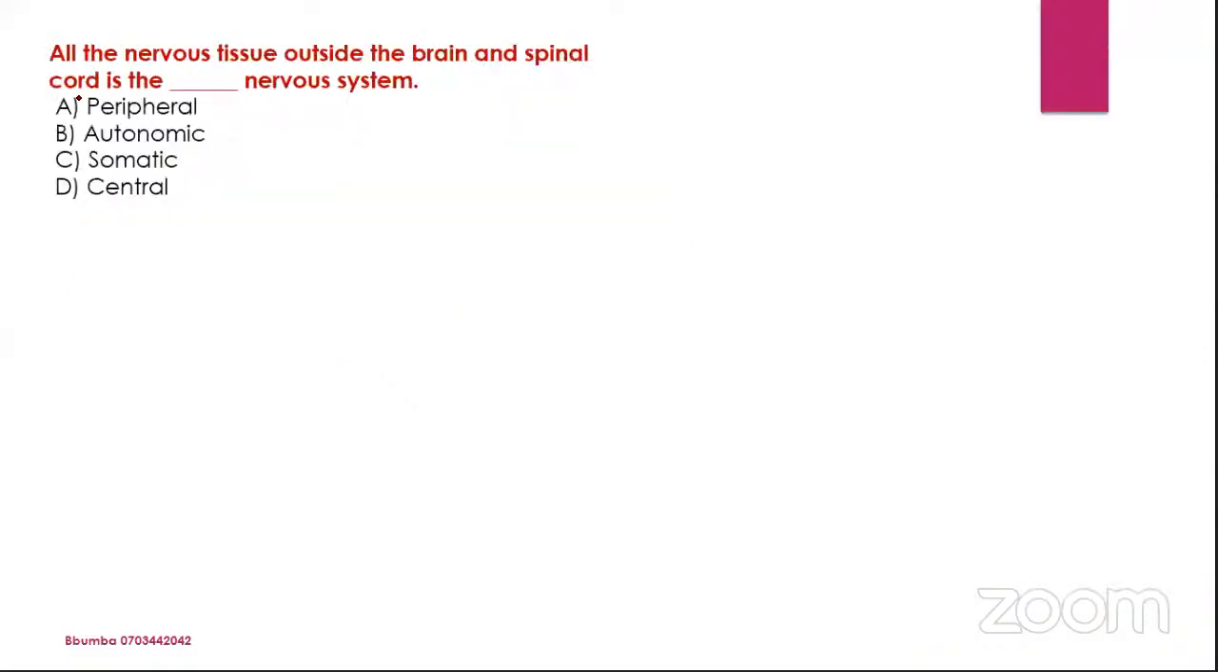Now, if you have understood, I have a question for you. All the nerve tissue outside the brain and spinal cord is the dash nervous system? Yes, you can become lame for good. That is true. So can I have answers for this question?